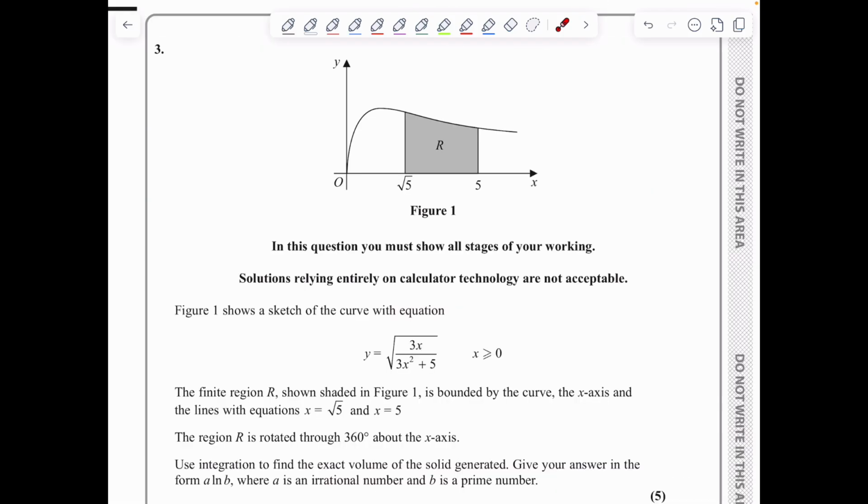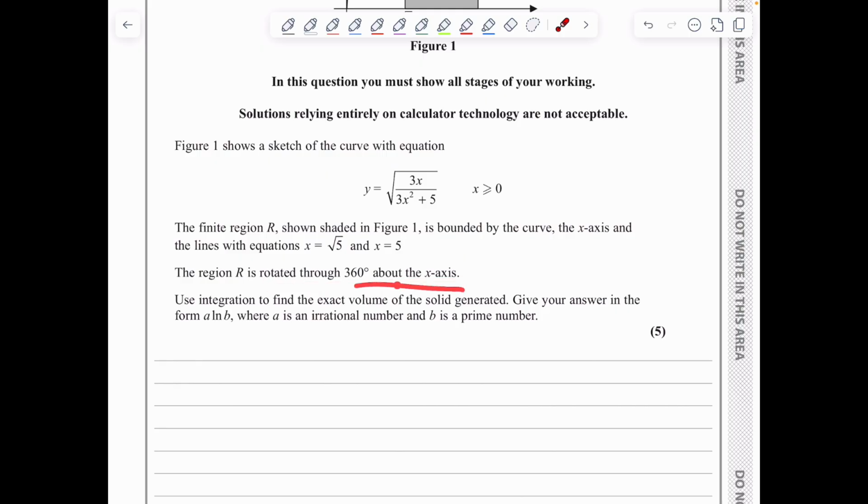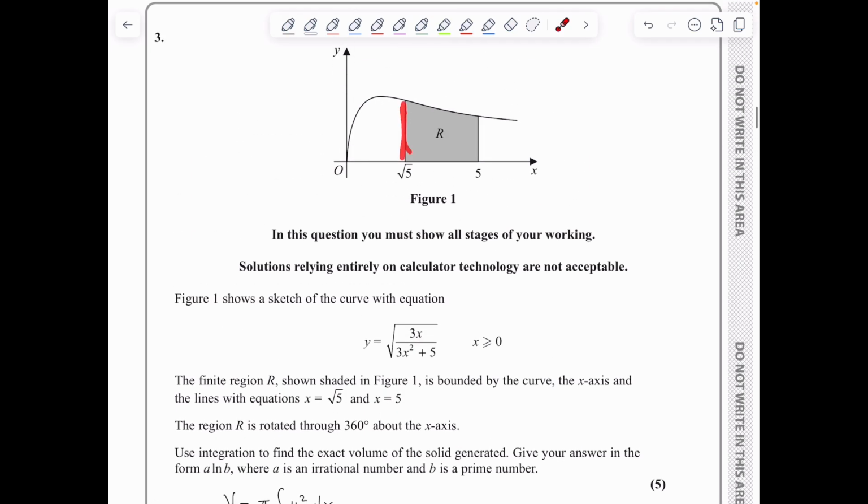In question 3, we're given a sketch of the curve with this equation. The region R is bounded by x is root 5 and x is 5, the x-axis and the curve, and we are told that this is rotated through a full revolution about the x-axis, and we need to use integration to find the exact volume of the solid generated, giving our answer in the form a ln b. Well, we know that the volume of revolution is given by pi times the integral of y squared dx. In this case, the limits will be root 5 and 5.